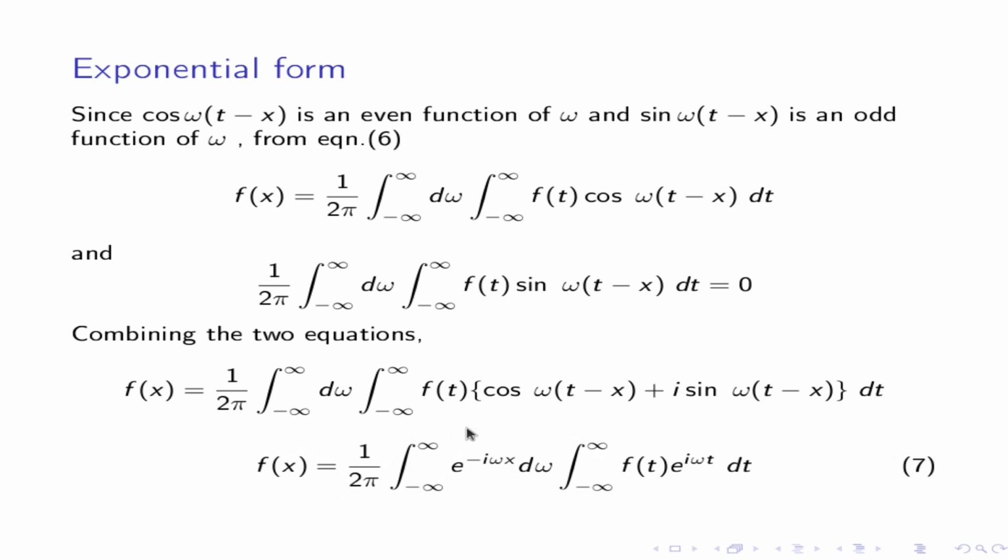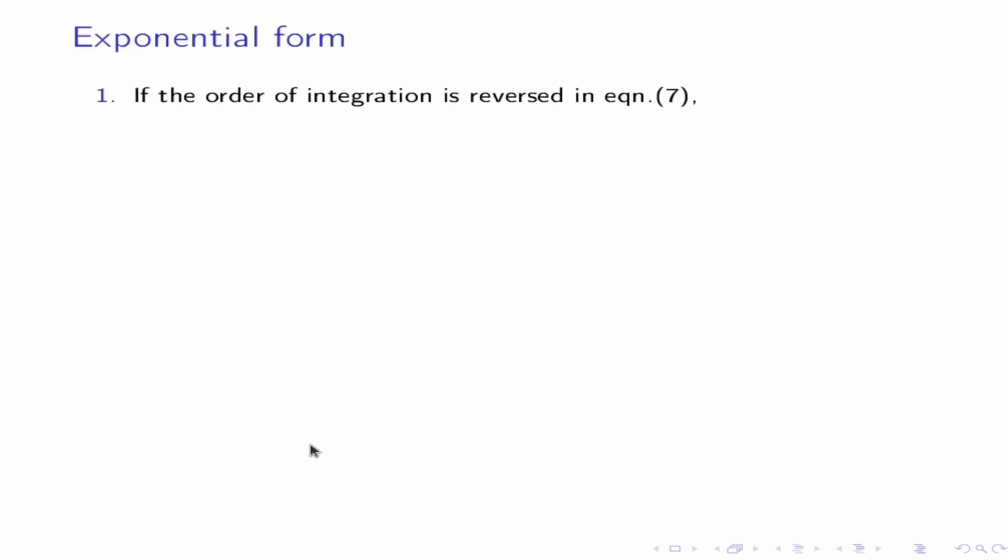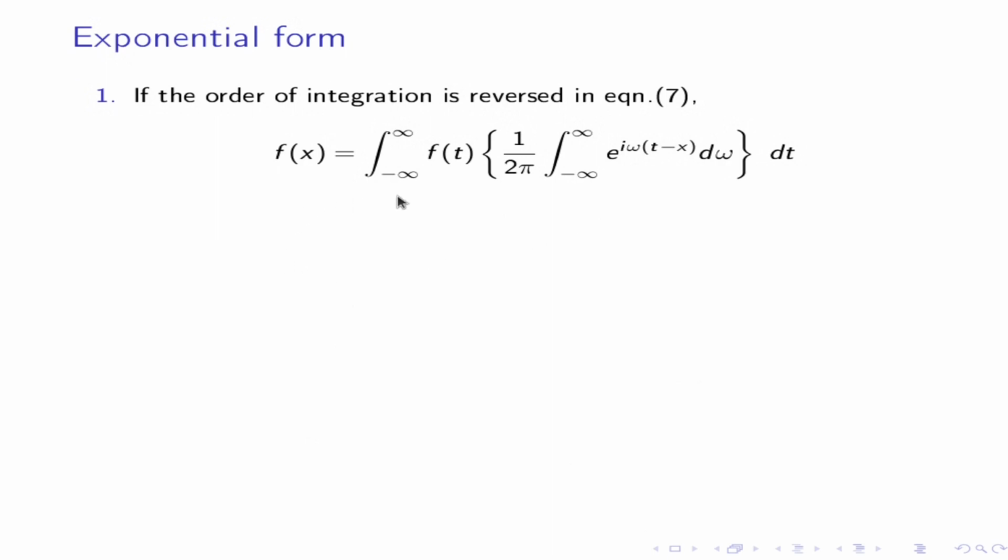So f(x) is equal to 1/2π integral from minus infinity to infinity. I have taken the x term out, that is e raised to minus iωx. This is e raised to iω(t − x), which equals e raised to minus iωx and e raised to iωt. So f(x) is 1/2π integral from minus infinity to infinity e raised to minus iωx dω times the integral from minus infinity to infinity f(t) e raised to iωt dt. If the order of integration is reversed, f(x) is the integral from minus infinity to infinity of f(t) times the integral 1/2π from minus infinity to infinity e raised to iω(t − x) dω, into dt.